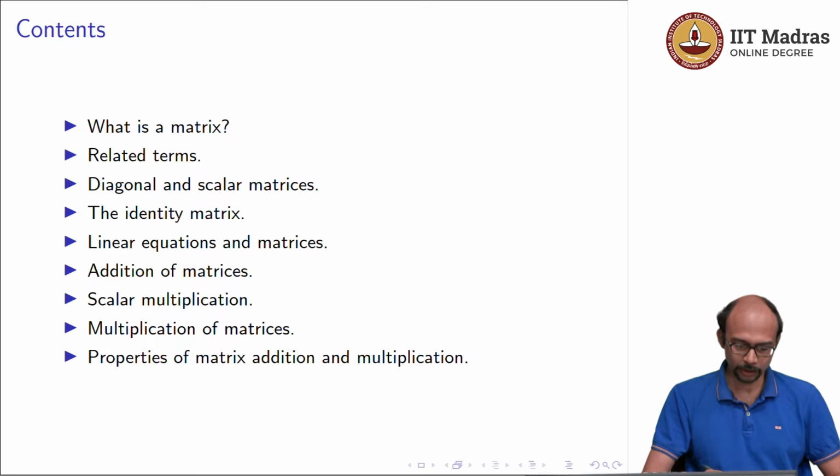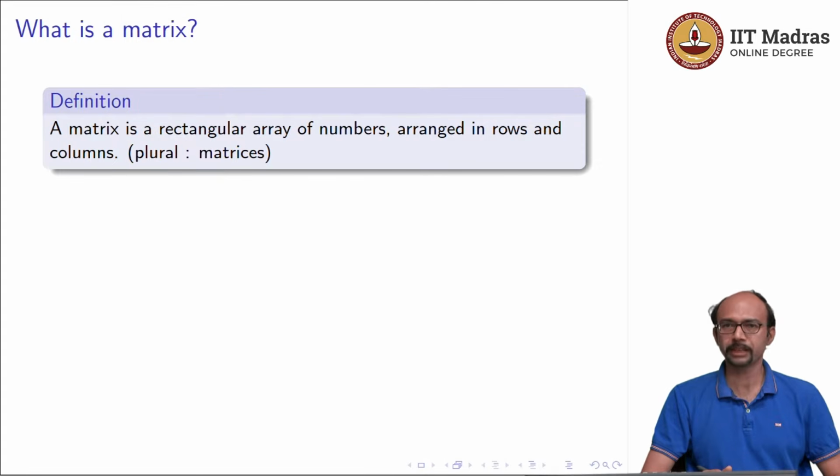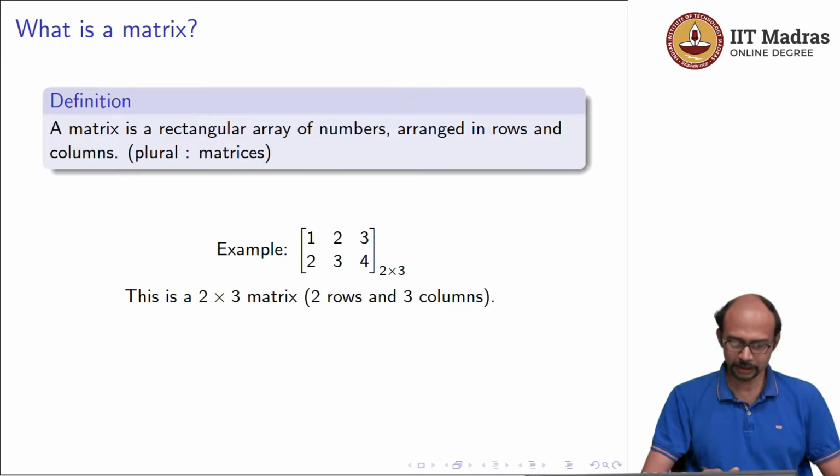Okay, so let's start with what is a matrix. A matrix is really something very easy. It's a rectangular array of numbers arranged in rows and columns. So it's like a table, very much a rectangular table which you're familiar with, and inside the table in various places you have numbers. Here's an example. The example has the numbers 1, 2, 3 and 2, 3, 4 arranged in a rectangular array, so in a table if you want.